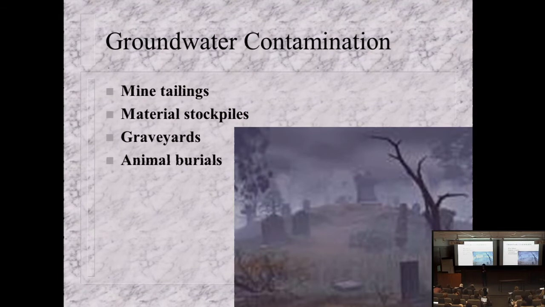Similar animal burials. If you remember, there are a lot of sort of premature deaths associated with the agricultural industry. Those go into big mass graves that are unlined. You don't have to line them according to our regulations. So same thing, water comes through, picks up the chemical signature of all those dead bodies, the little male chicks and the downer cows, etc.